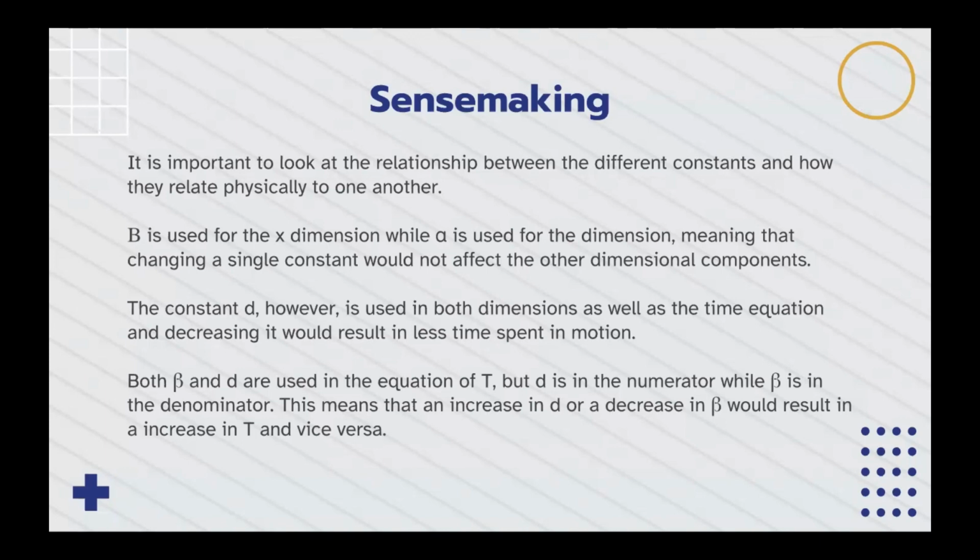We also know that both beta and d are used in the equation of big T, as given from the previous solutions. But d is in the numerator while beta is in the denominator. This means that an increase in d or a decrease in beta would result in an increase in T and vice versa.